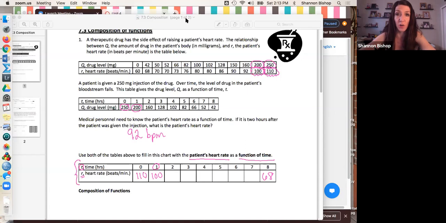So I'm going to share my whiteboard now so it's easier to write. Share screen, whiteboard, come on. There we go.